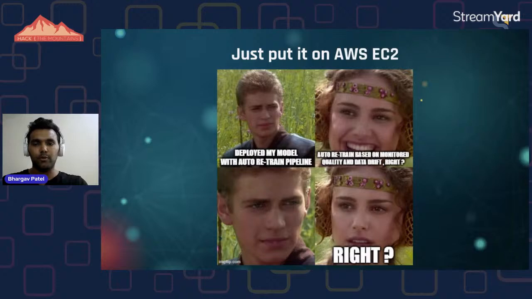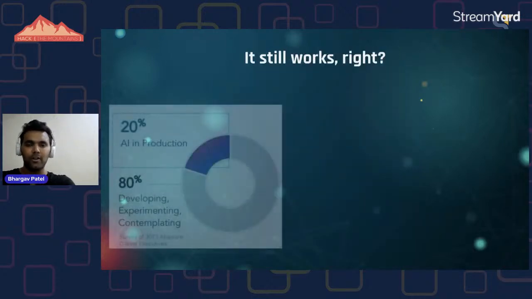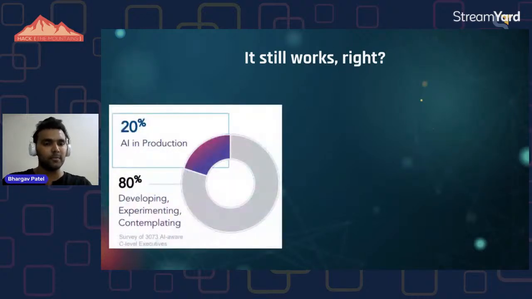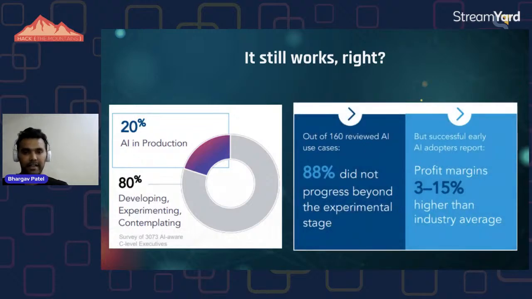But putting it into EC2 won't satisfy these things, right? So you need something that can address all these challenges at once. Because in a survey, it has been proven that 80% of the time, whenever a new model is prepared, it remains in a developing stage or experimenting stage or contemplating, right? And less than 20% goes into production where it interacts with the direct users. And again, 88% did not progress beyond the experimental stage.